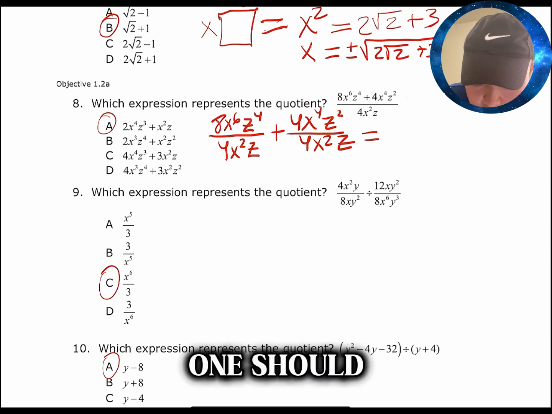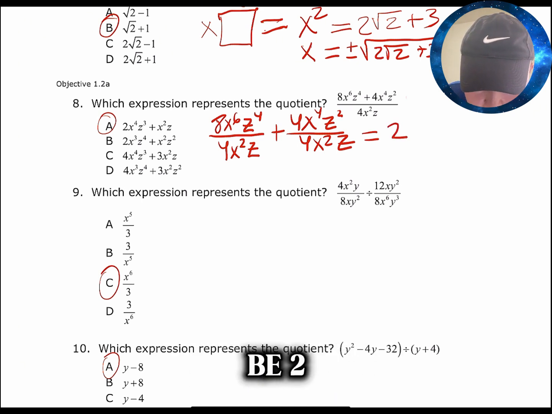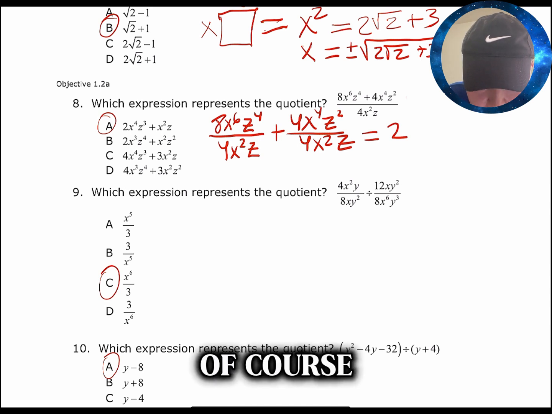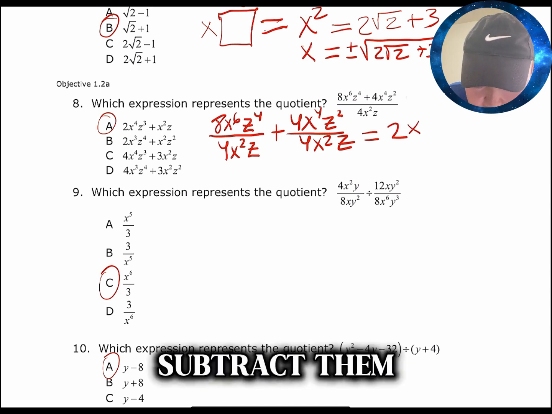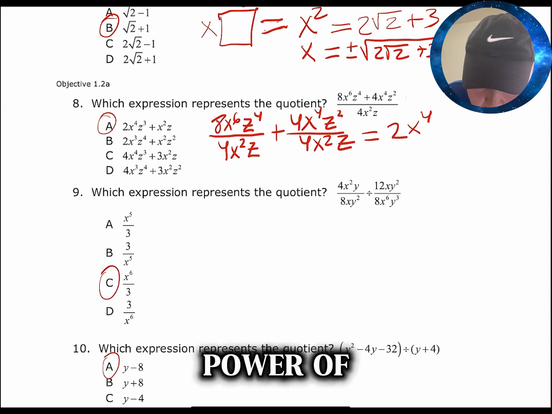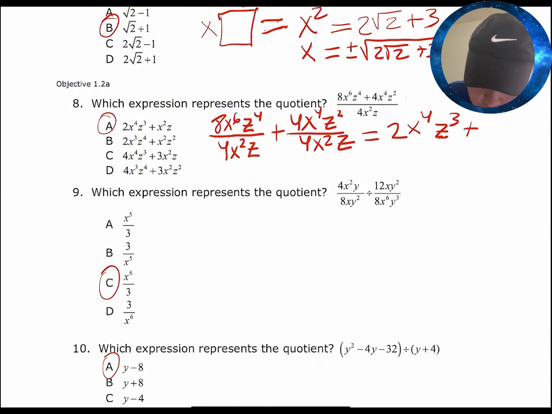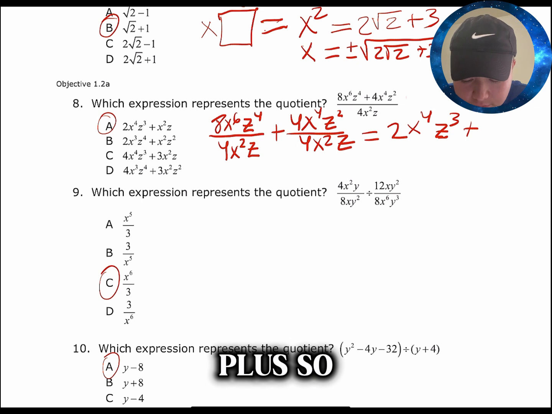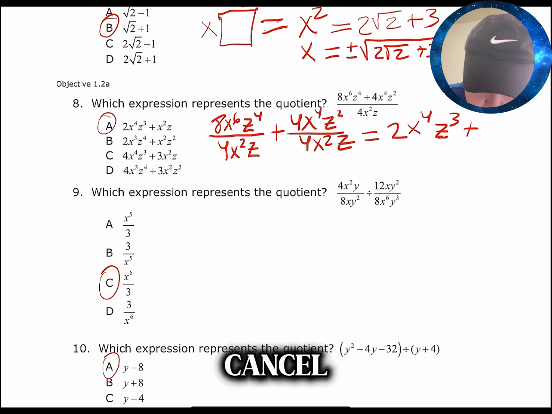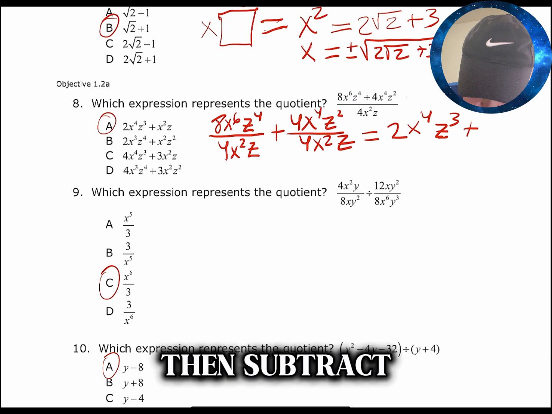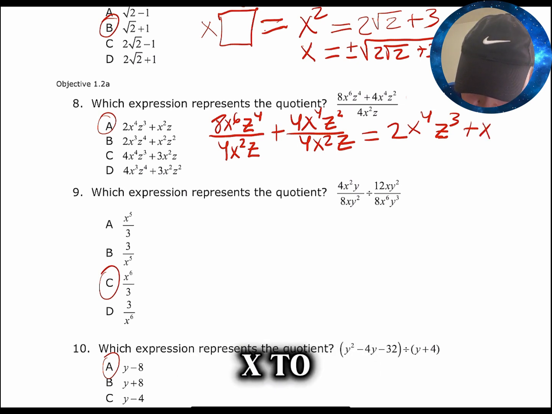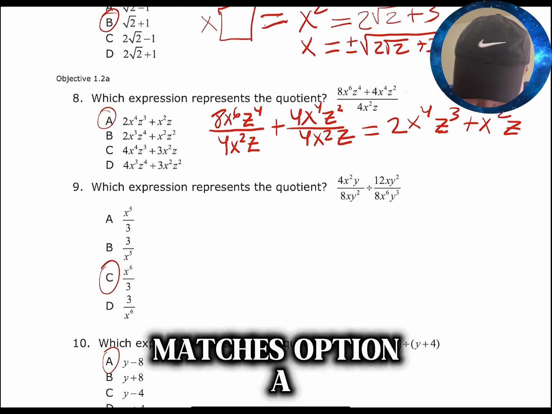So this should be 2, and then of course the powers, we can subtract them, so it's 2x to the power of 4 times z to the power of 3, and then plus. So here the 4 will cancel, and then subtract the powers, so we have x to the power of 2 and then z. So that matches option A.